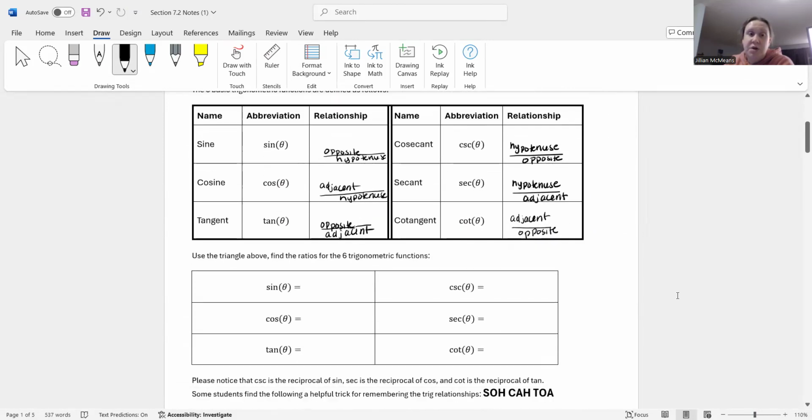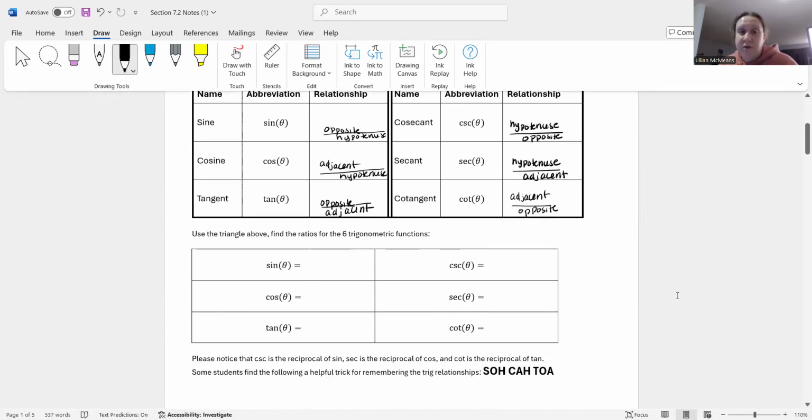So the next thing we want to do is it says use the triangle above to find the ratio of the six trigonometric functions. And in this case, we want to use A, B, and C. So we already know that the relationship of sine of theta is going to be opposite over hypotenuse. Well, the opposite side we called B, and the hypotenuse we called C. So the ratio of sides would be B over C. So you might see it written opposite over hypotenuse. You might see it written as B over C. Just make note of what triangle you're looking at and where angle theta is compared to the ratio of sides.